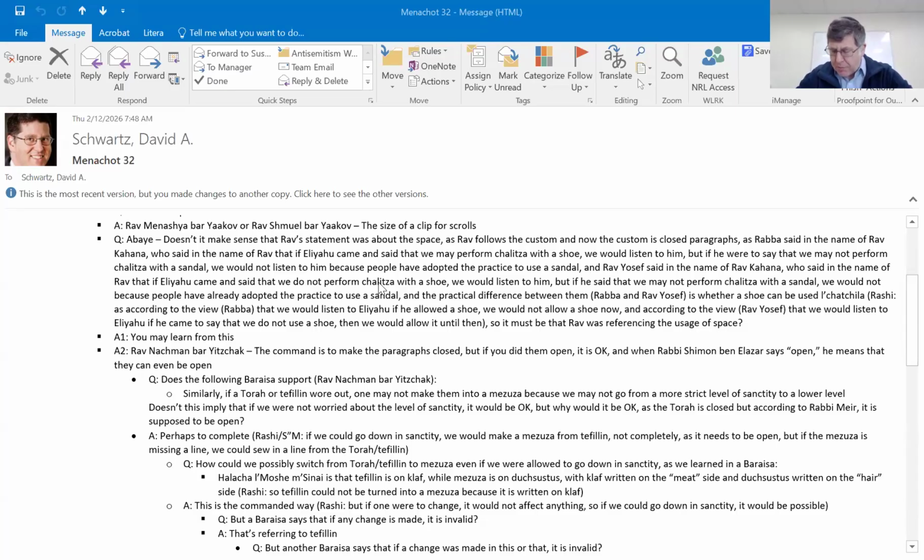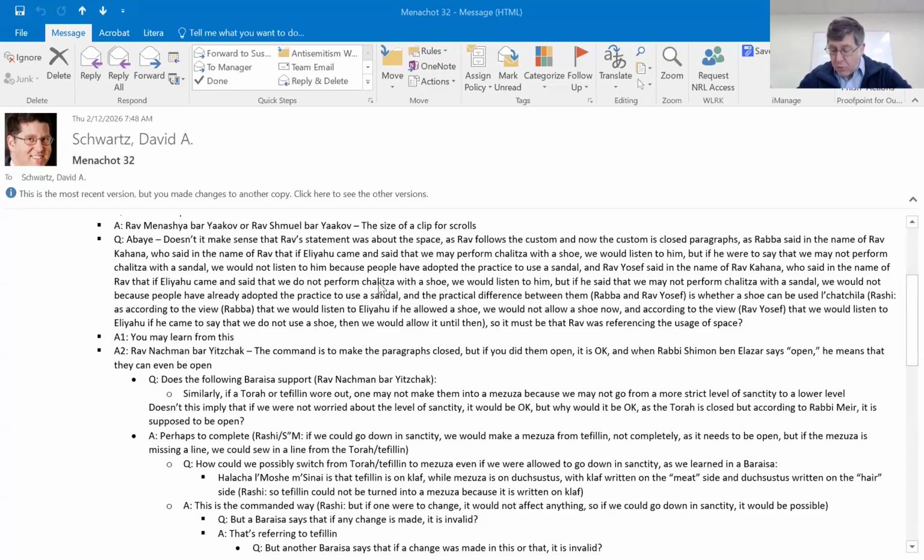V'hatanya shina pasul. But one second, there's a brisa that says that if you change the kind of parchment that you're supposed to use, it's not kosher. That's true with respect to tefillin. You're not allowed to write tefillin on duchsustus, but it doesn't refer to writing a mezuzah on cloth. Cloth is fine for a mezuzah.